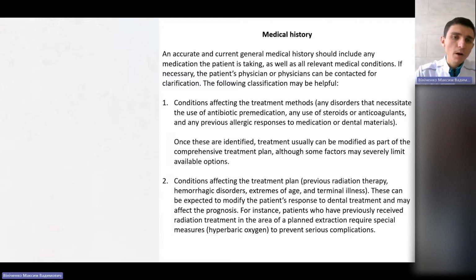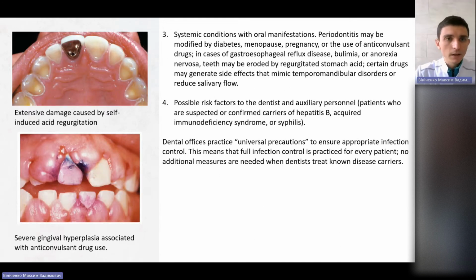It could be hyperbaric oxygen, for example, to prevent serious complications. Systemic conditions with oral manifestations: periodontitis may be modified by diabetes, menopause, pregnancy, or the use of anticonvulsant drugs. In cases of gastroesophageal reflux disease, bulimia, or anorexia nervosa, teeth may be eroded by regurgitated stomach acid. Certain drugs may generate side effects that mimic temporomandibular disorders or reduce salivary flow.